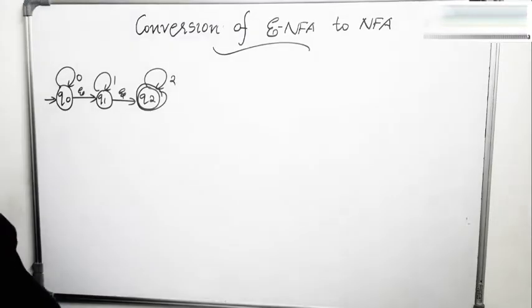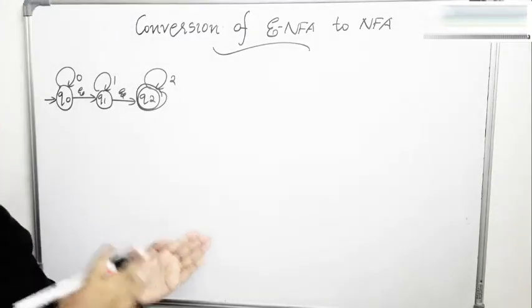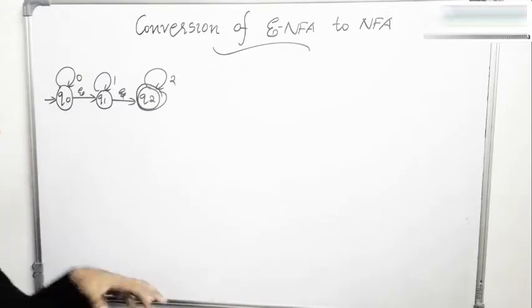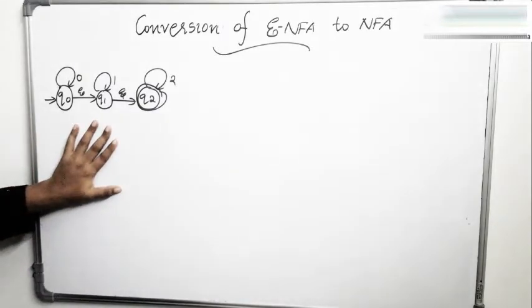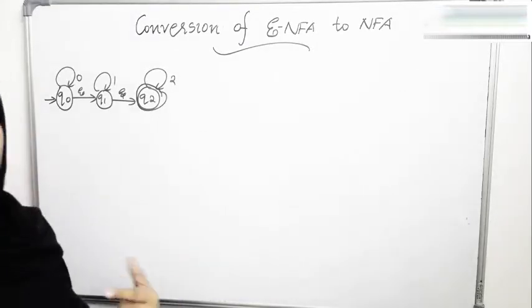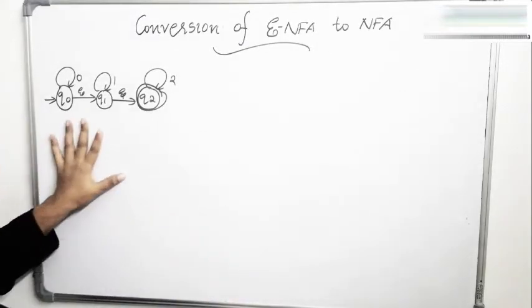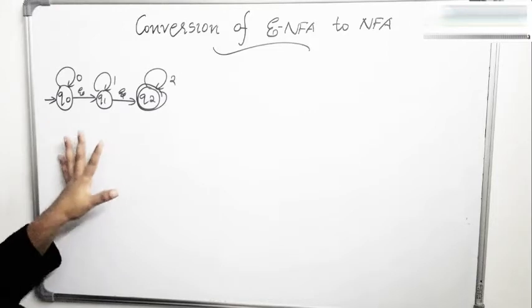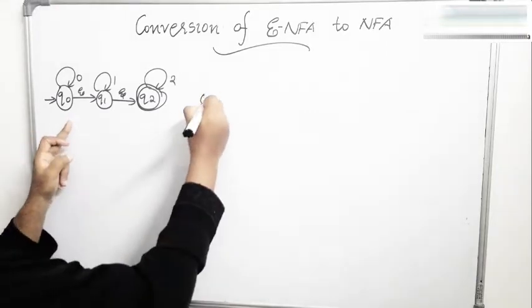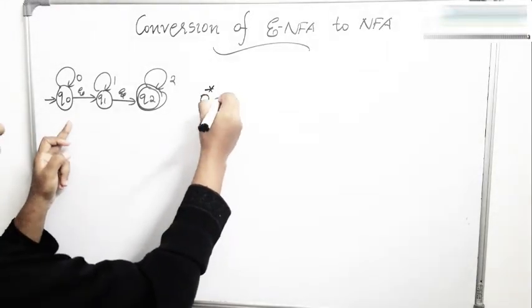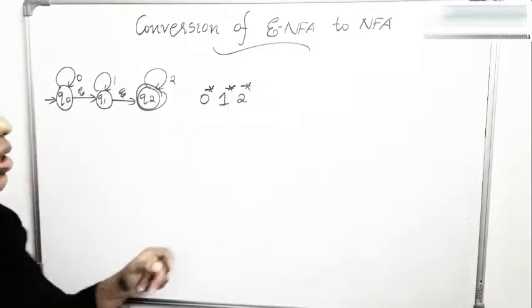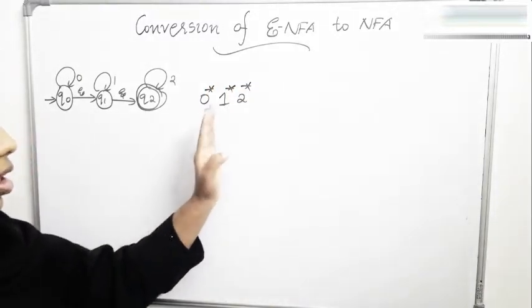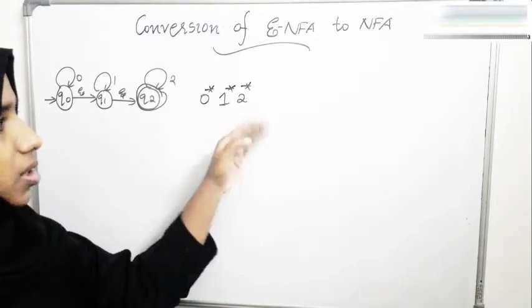In this video we will see how we can convert an epsilon NFA into an NFA. For the sake of an example, I am using an epsilon NFA that we have seen in our previous video. That is an epsilon NFA that accepts strings containing any number of zeros followed by any number of ones followed by any number of twos. That is, some number of zeros, after that some number of ones, and after that some number of twos.